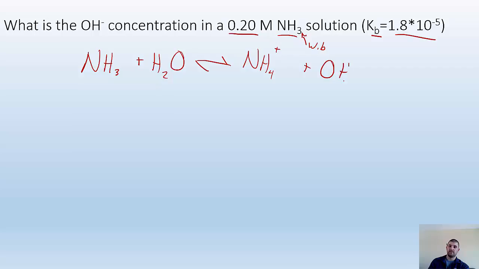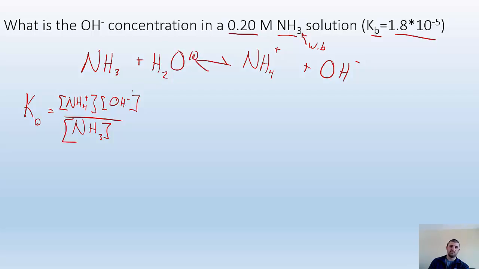So I know that if NH3 is my base, it's stealing a hydrogen from water, so I'm going to end up with NH4 plus and OH minus. So that tells me that my Kb is going to equal the concentration of NH4 plus times the concentration of OH minus all over the concentration of NH3. Remember that the H2O is a liquid, so it's going to drop out of my Kb expression.